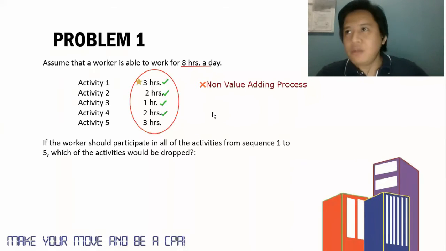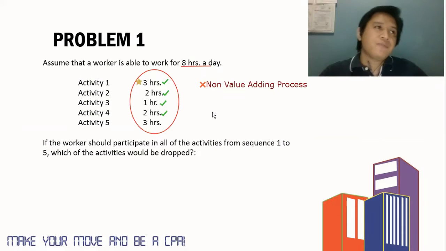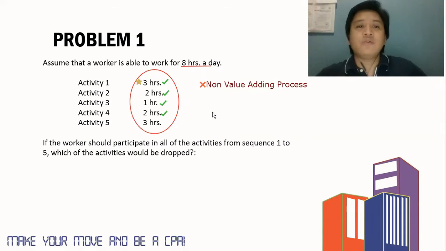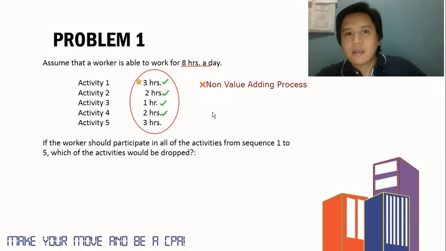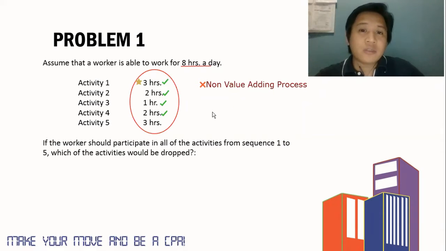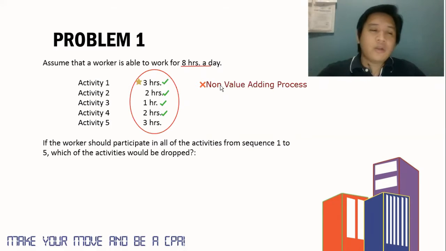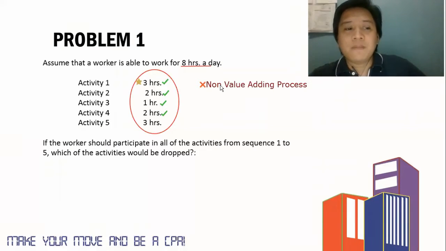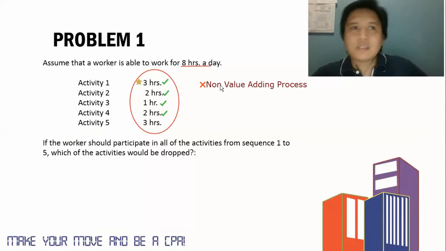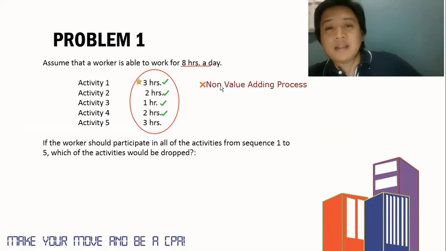So, kunyari, dun sa 3 hours na yon, meron tayong cooling time. For example, in activity 1, it requires that the produce should be cooled off. Kailangan palamigin. And it takes at least 2 hours. Okay? 2 hours para lumamig yung, let's say, part of the product. Then, meron kang 2 hours of non-value adding process. So, anong possible na gawin ng company?